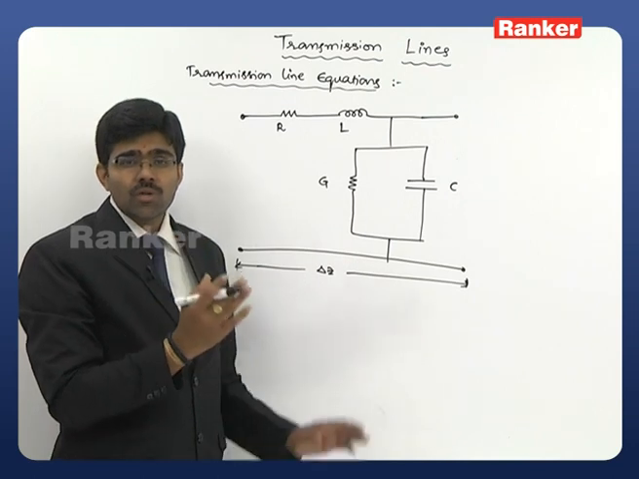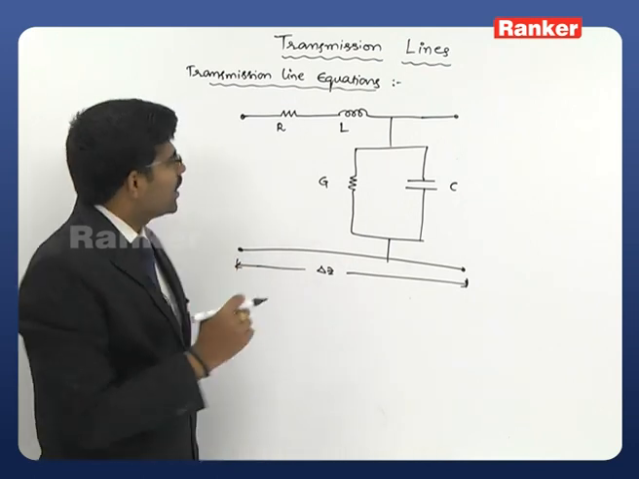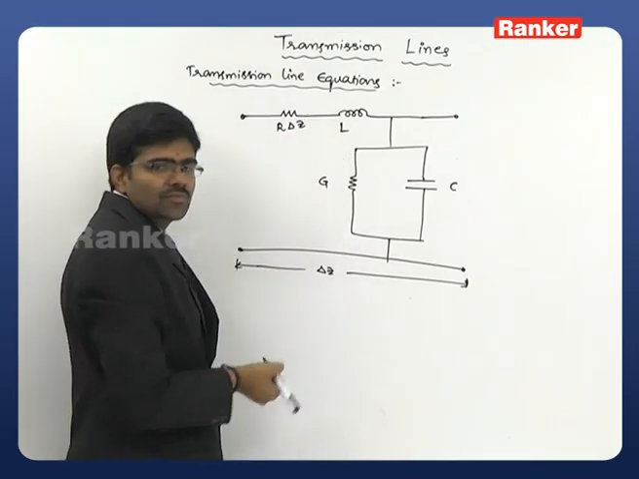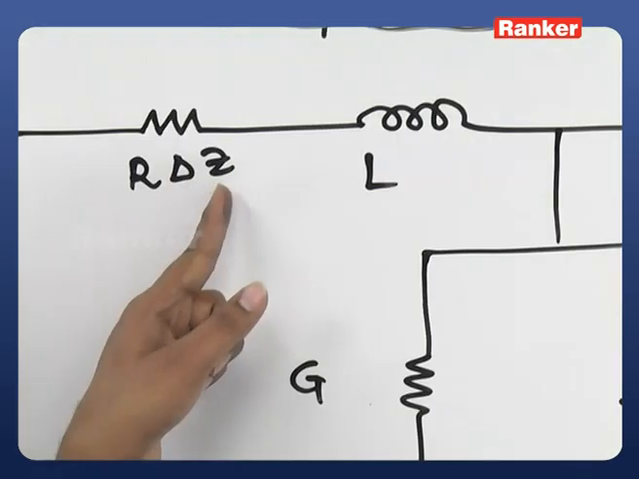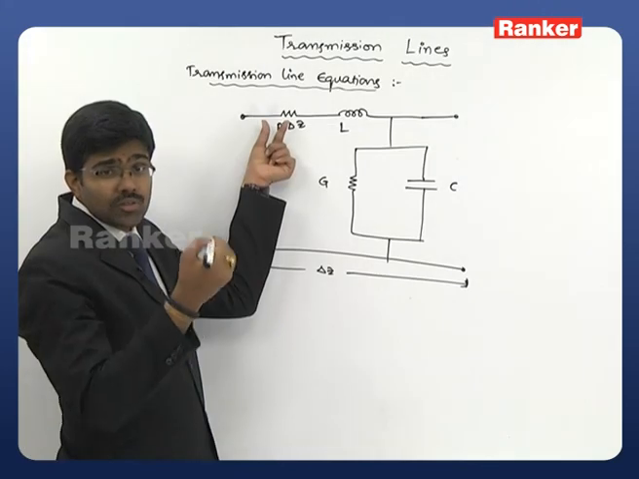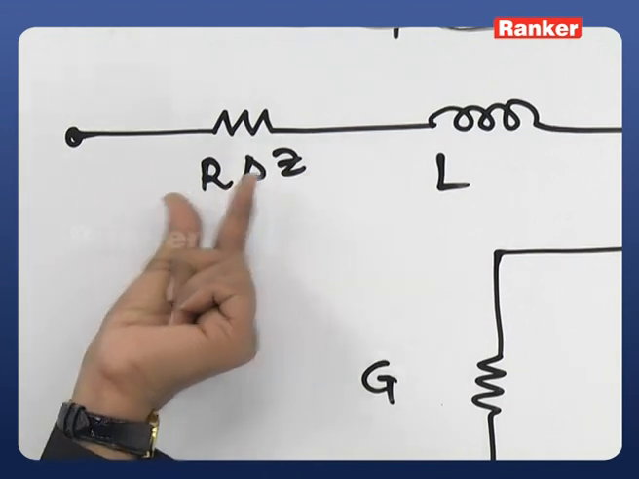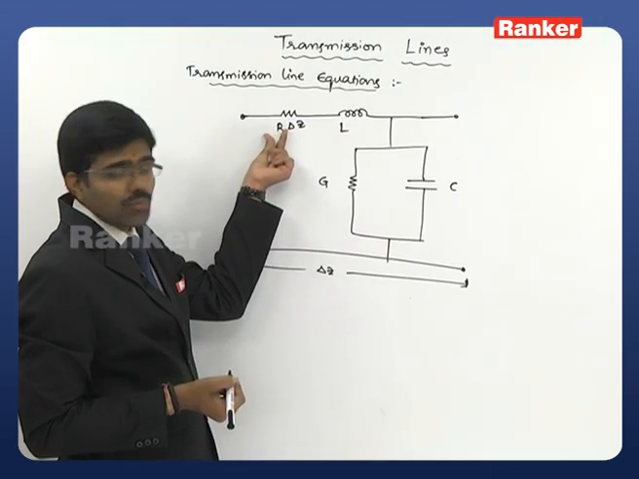For that, we have to convert them into lumped elements. For that, what you have to do is multiply this with its length. That resistance multiplied with its length will give you the lumped element. Just observe the units. This is ohm per meter multiplied with meter, ohms. So, this is a clear resistance that we have.